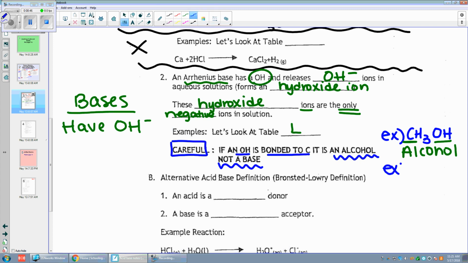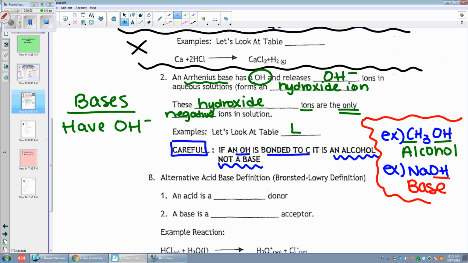The difference is if I see, for example, NaOH. Well, here I'm going to see an OH, but I don't see it with a C. So this is a base. This will be an important concept to know. Do not let them trick you by giving you an alcohol. Know if it's an alcohol or if it's a base.